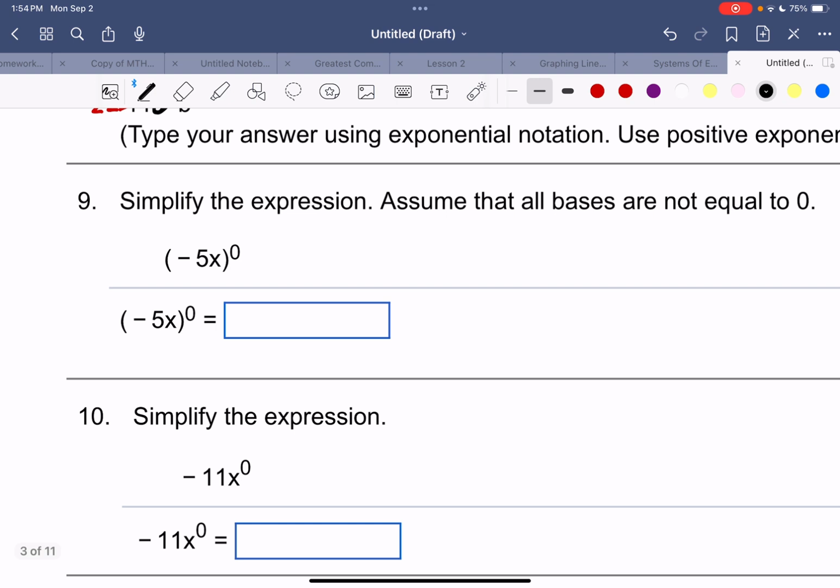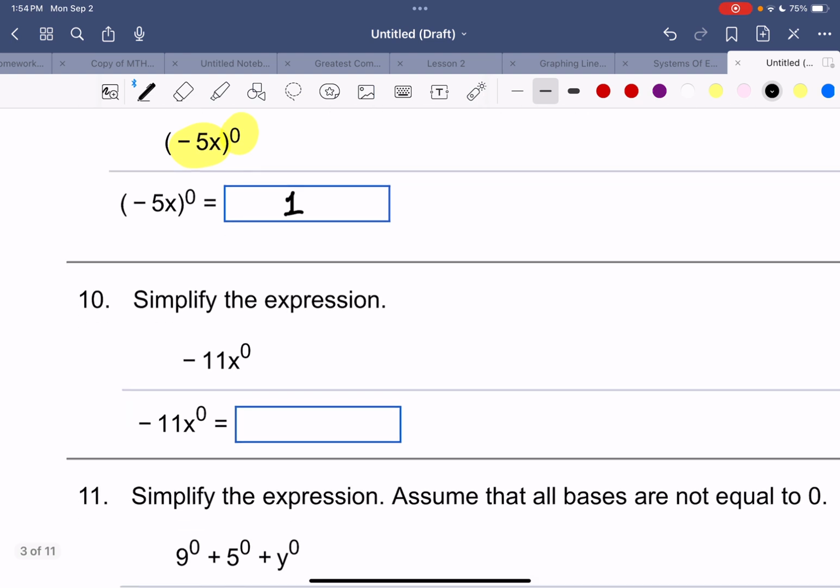Number 9. Any base to the 0 is 1. Now notice this entire base is raised to the 0. So that's a 1. But in this case, this is -11 times 1. So that's -11 because there's no parentheses. The exponent applies only to what's right in front of it, the x.